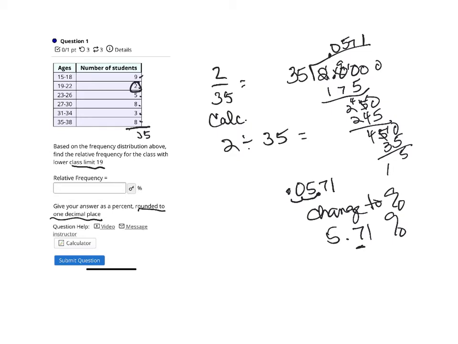So this is the decimal place. Everything after that, we look to see if it's 4 or lower. It stays the same. So that's 5.7%. Now, when we put our answer in, we just put 5.7 because the percent is already there, right?